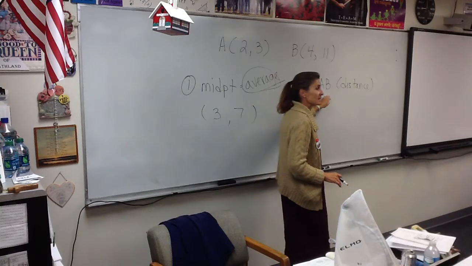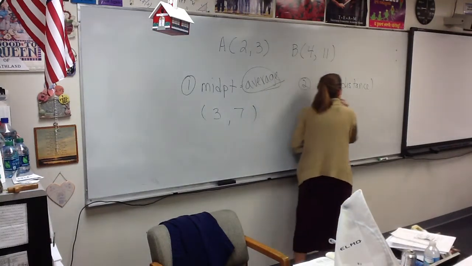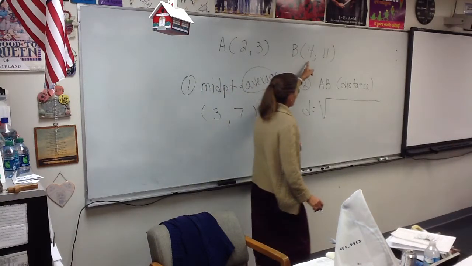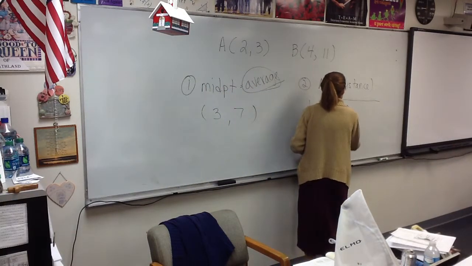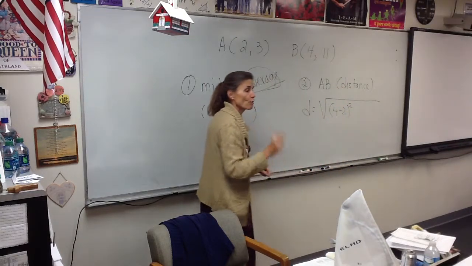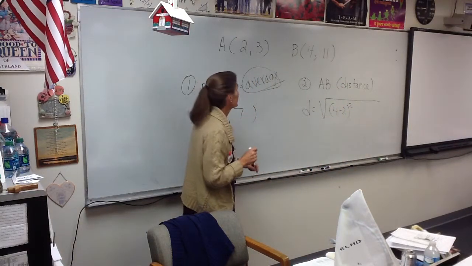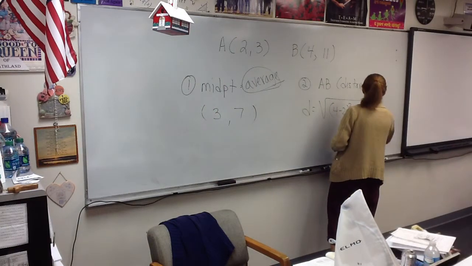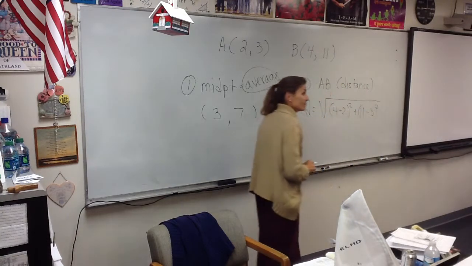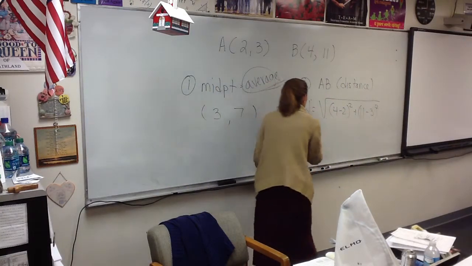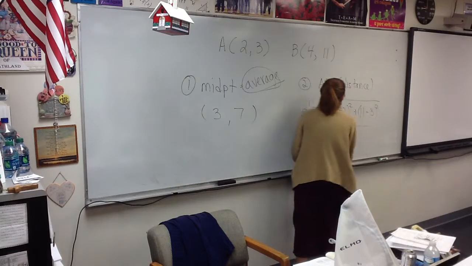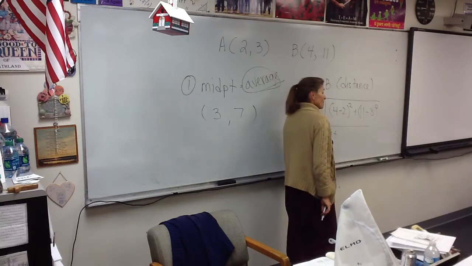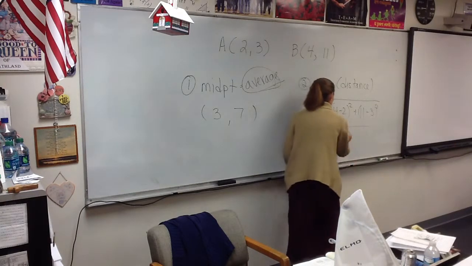Now, how do we find the distance? This one is a big radical. So I can take 4 minus 2 and square it. I subtract my x's. Then I'm going to subtract my y's. And then I'm going to do the arithmetic. So 4 minus 2, 2 squared, 4. 11 minus 3, 8 squared.